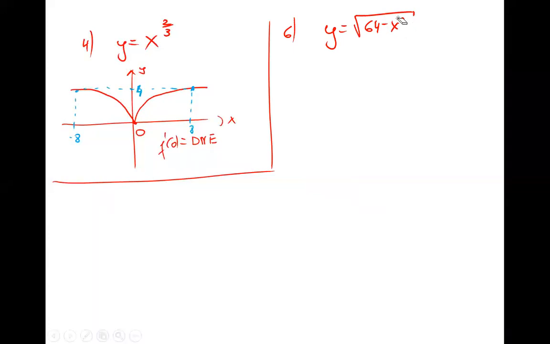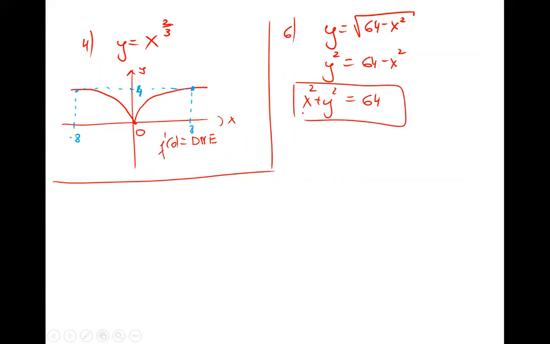Okay, but what we can do, let's try to rearrange the numbers a little bit. I will try to square both sides of this equation. Then I will have something like that. And I will add x squared to both sides. Do you recognize this? x squared plus y squared is 64. It's a circle, right? Right.